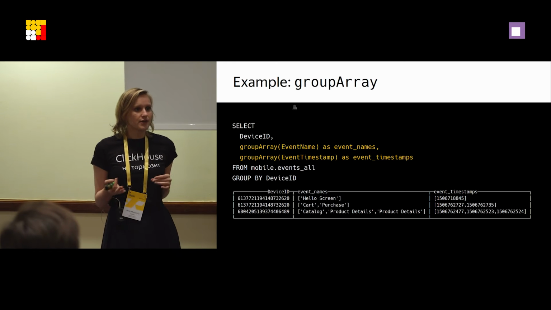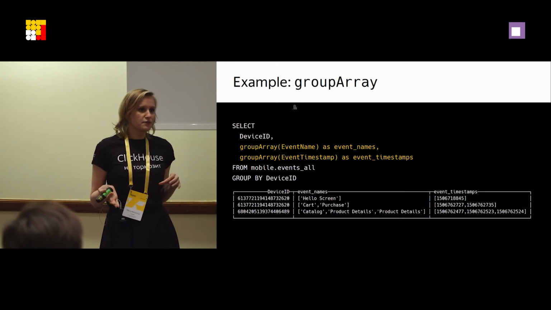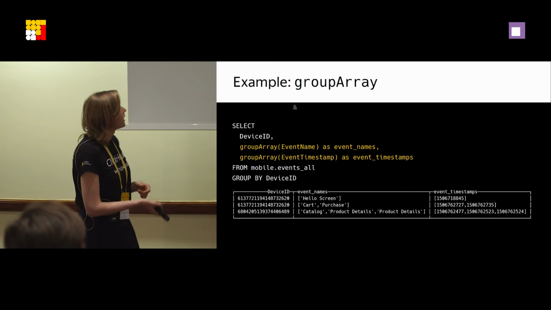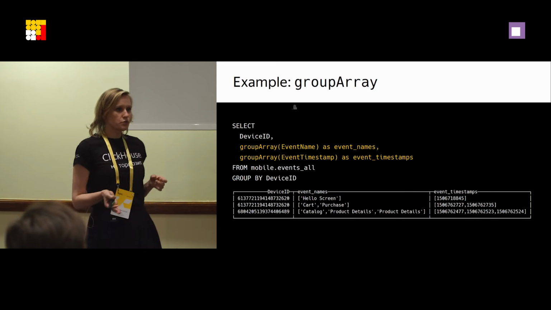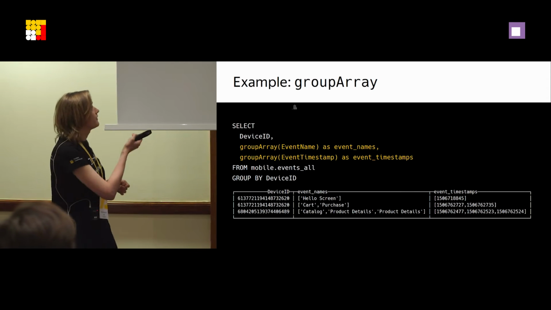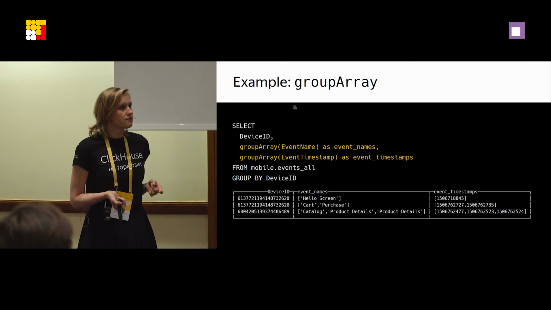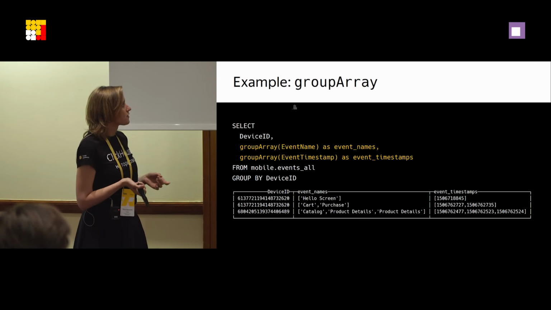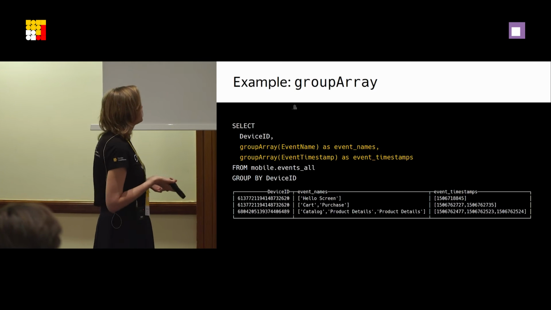First of all, let's try to create arrays of event names and event timestamps from our initial table. For that, we need to group our rows by device ID and use the groupArray function. At the end, we will get a list of event names and timestamps for each device.